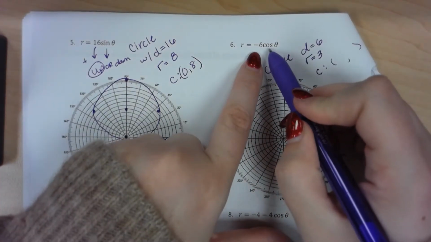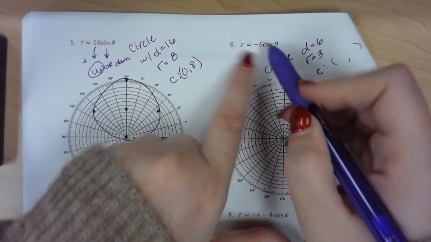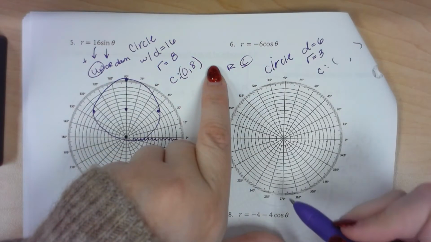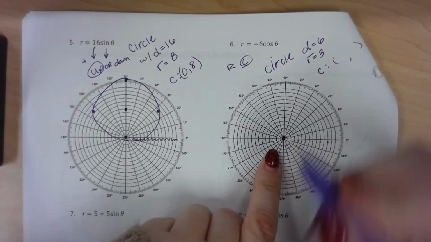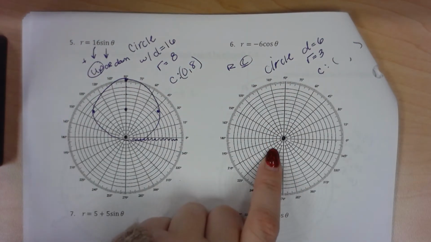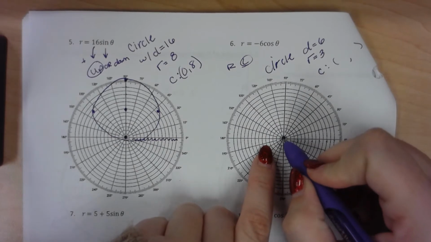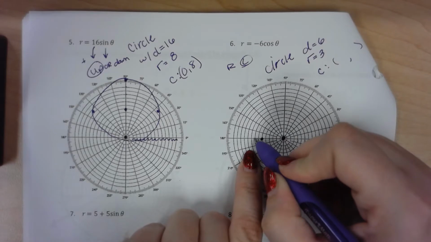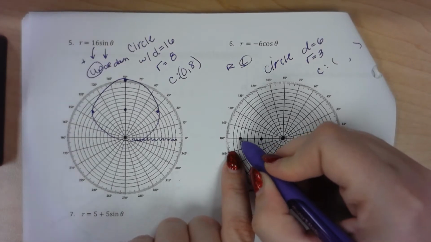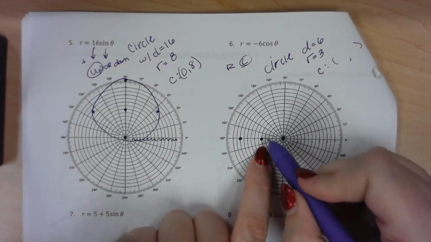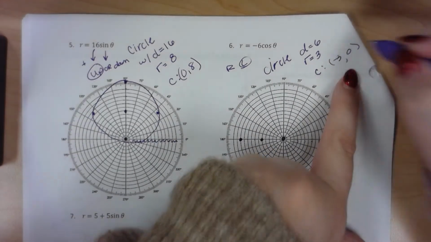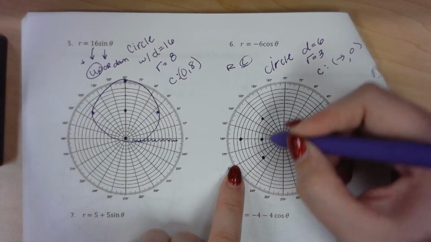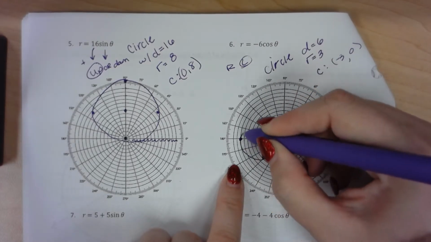Because it's cosine and it's a negative, cosine tells us it's going to open left or right. Because it's negative, it's going to be opening to the left. So we're going to start at (0, 0). It's going to open to the left 3. So 1, 2, 3. That would make the center at (-3, 0). And then we're going to go that same distance here and create a circle.